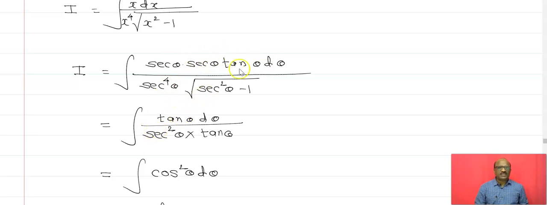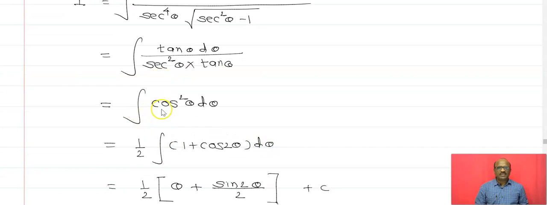So what remains in the numerator? Only tan θ dθ, and in the denominator sec² θ. What about here? √(sec² θ − 1) means what? tan² θ, and root of tan² θ is tan θ. Now this tan θ will get cancelled and you will get ∫ cos² θ dθ.